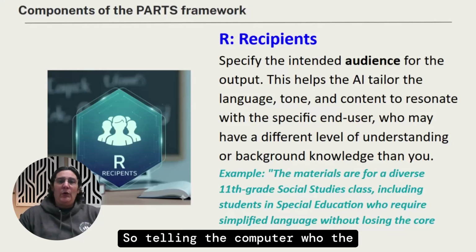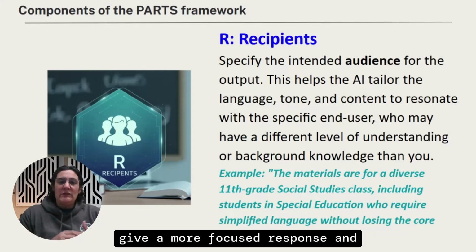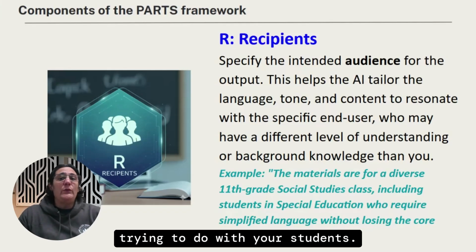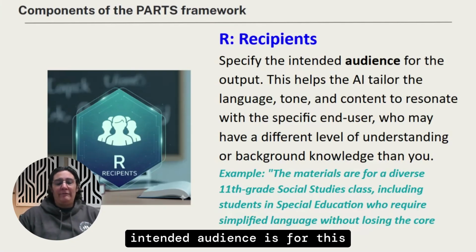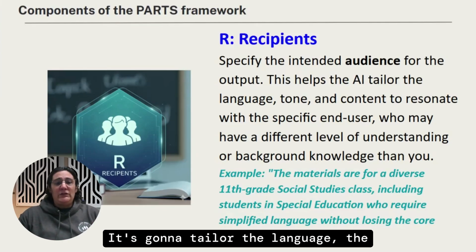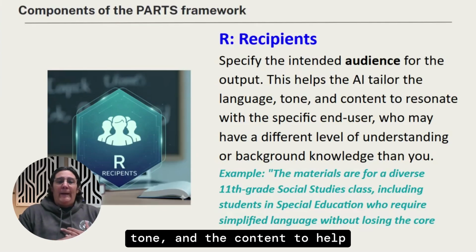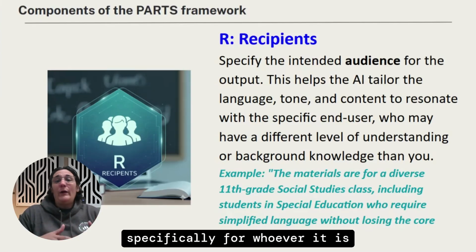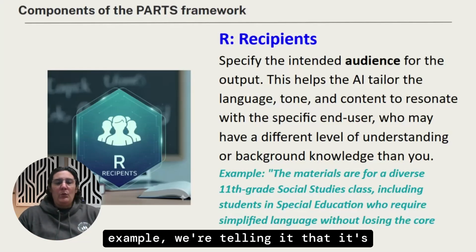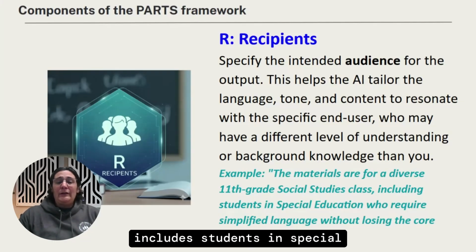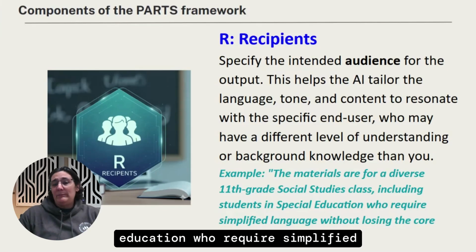So telling the computer who the recipients are will allow it to give a more focused response and create something that will be more usable and help with what you're trying to do with your students. So let the computer know who your intended audience is for this output. It's going to tailor the language, the tone, and the content to help specifically for whoever it is you're trying to create something for. In this example, we're telling it that it's a diverse group of 11th grade social studies students and that it includes students in special education who require simplified language.